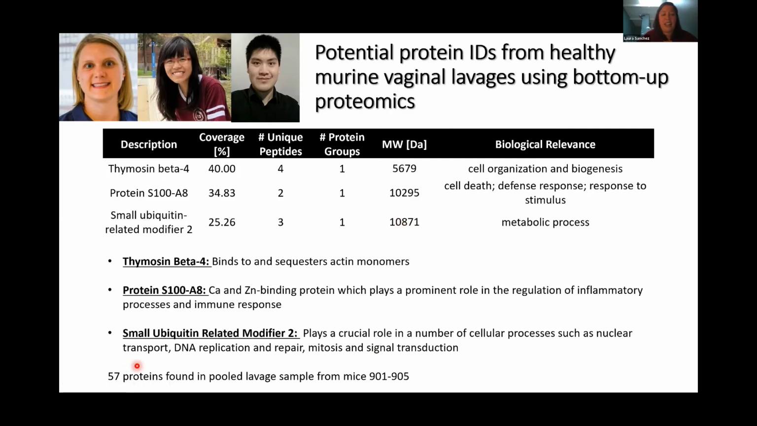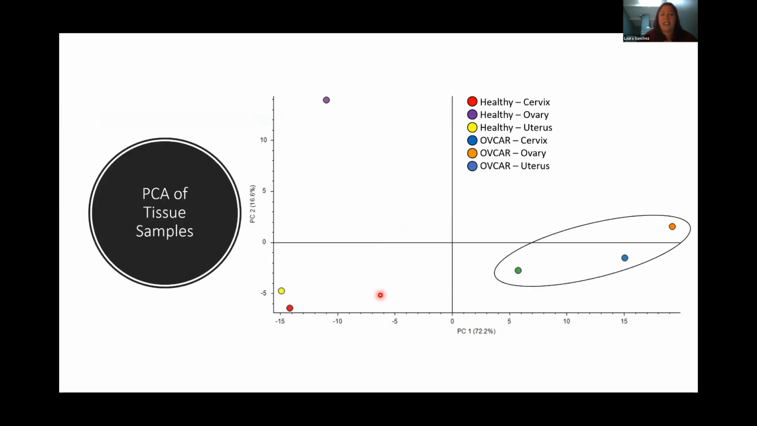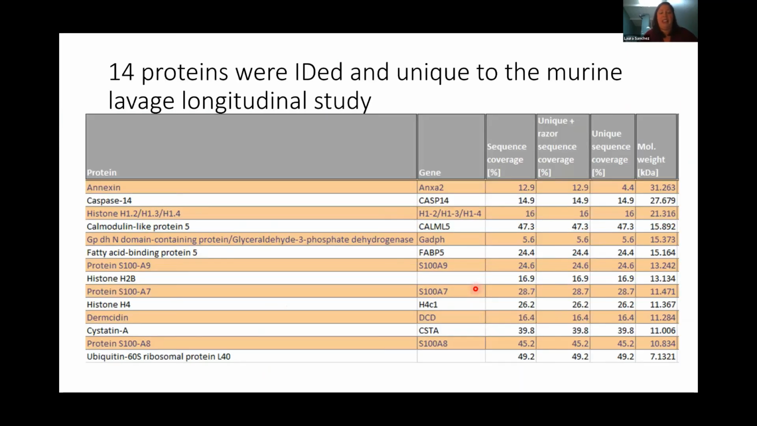So again, 57 IDs were found from a pooled lavage sample, which is not a lot, but I also think if you consider the sample, we're dealing with proteins that are already soluble and there's no tissues involved. It's just cells or cell debris. So I think given the sample, this seemed really reasonable. So Gordon just did a PCA of tissues. You can tell them apart. So that's great. We think this system works and can be used to differentiate things in this region.